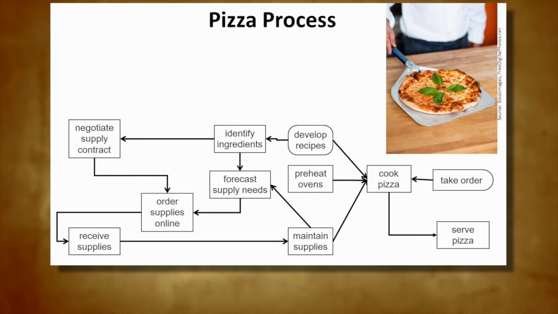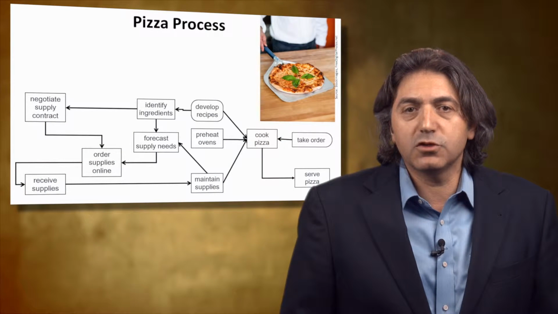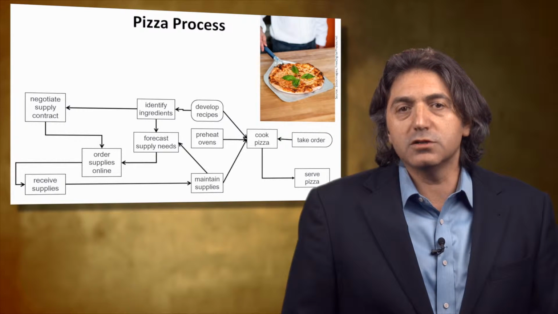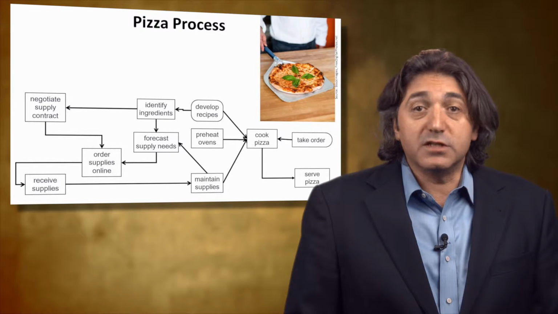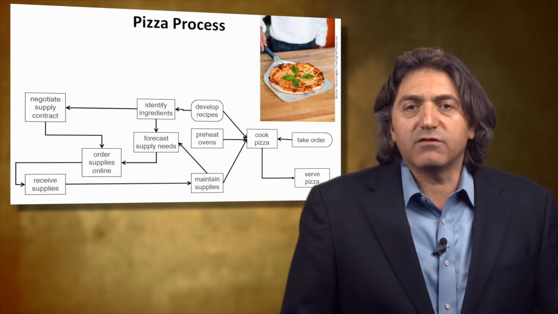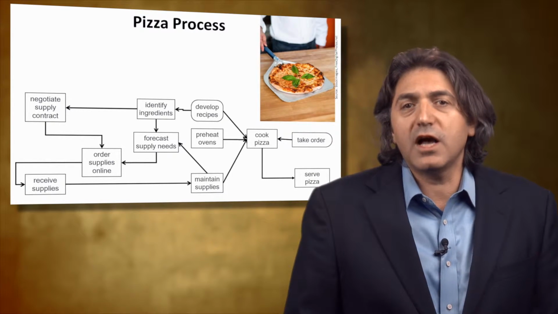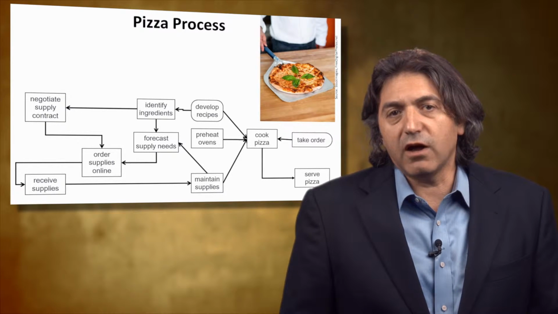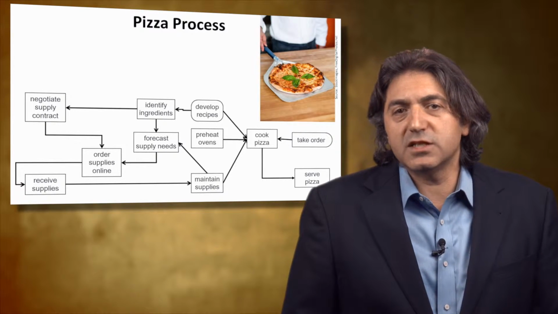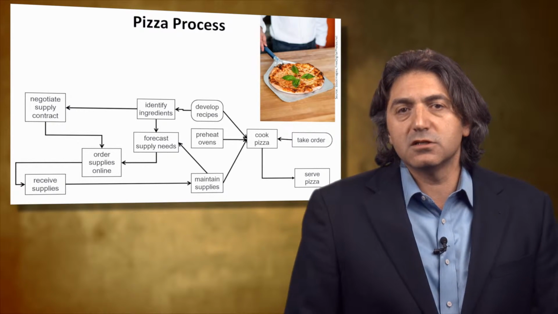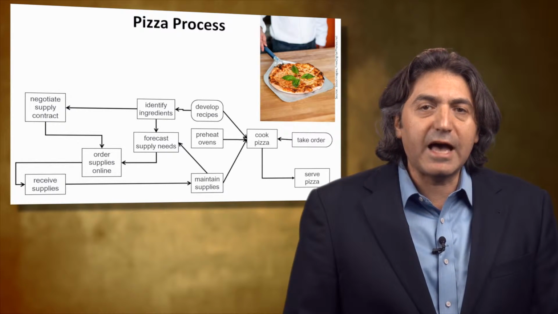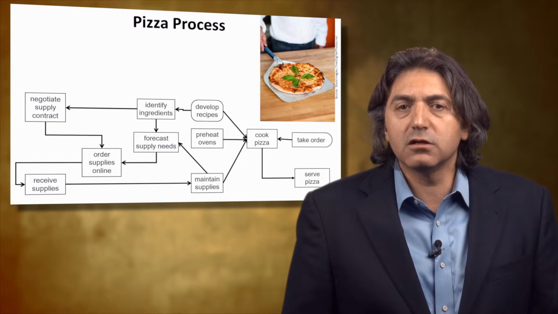So let's go back to that pizza example. Cooking the pizza is only one part of what the pizza place has to do. You have to get the customer to tell you what kind of pizza he or she wants. You have to have a recipe for pizza. You have to have the pizza ingredients on hand. You have to get the oven hot. You have to do all kinds of things. In this diagram, the boxes represent process steps, and the arrows, the lines that connect the boxes, represent dependencies. A process step is usually an action taken on some object.